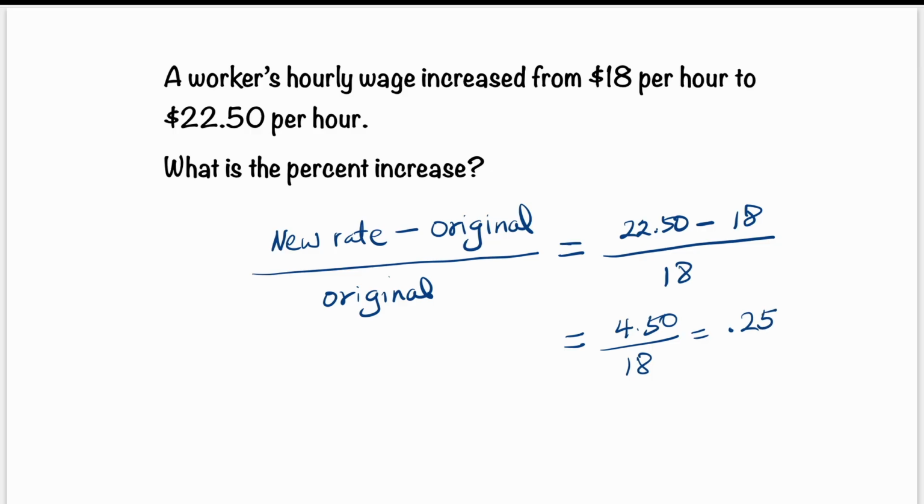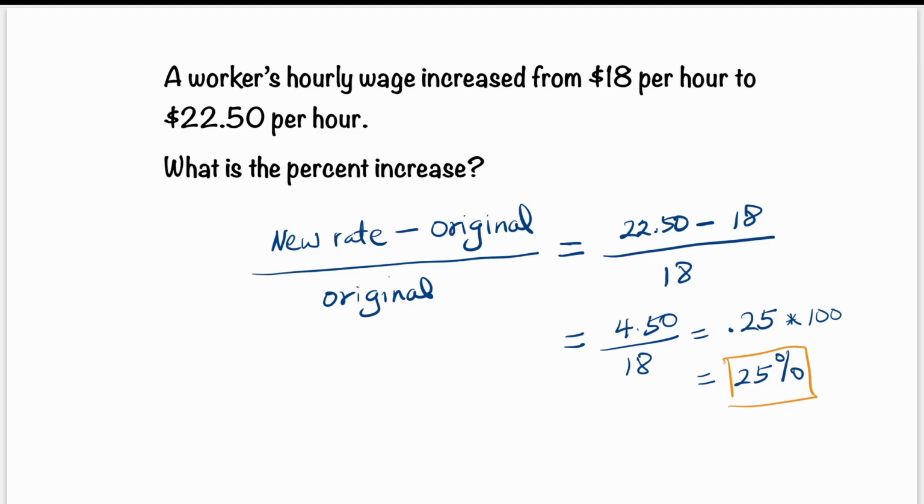To change 0.25 to percent, we have to multiply by 100, and that gives us 25. I'm going to add a percent. So our answer is 25%.